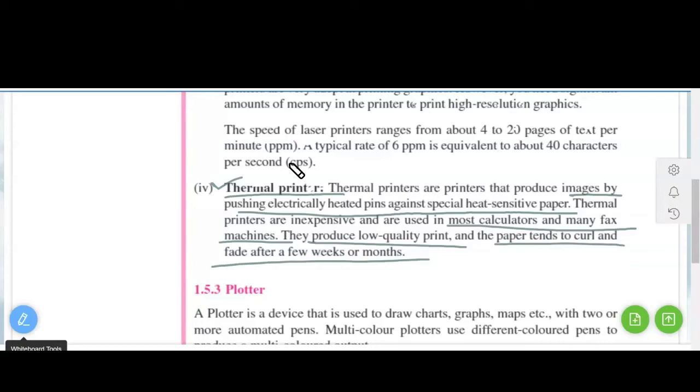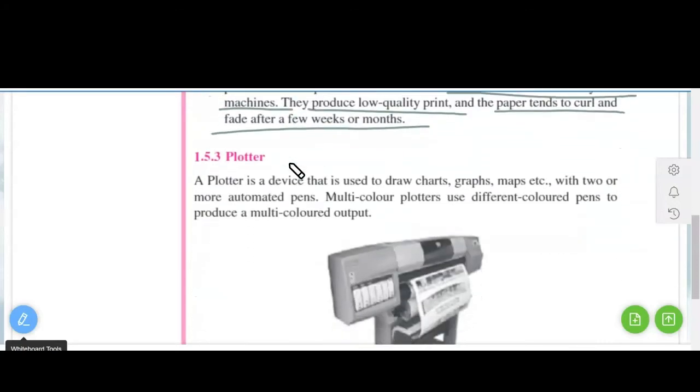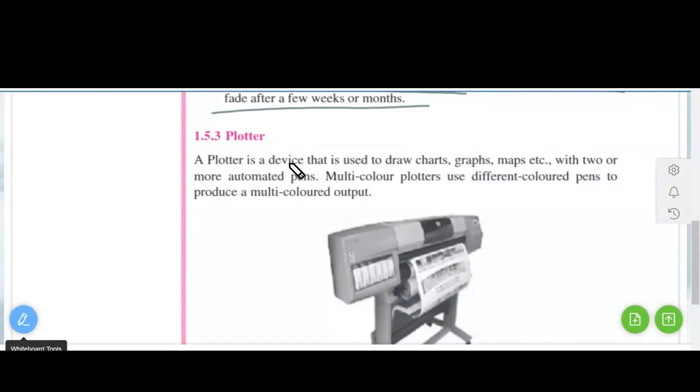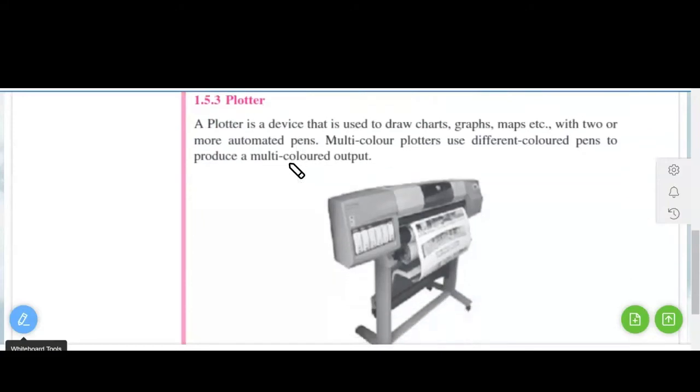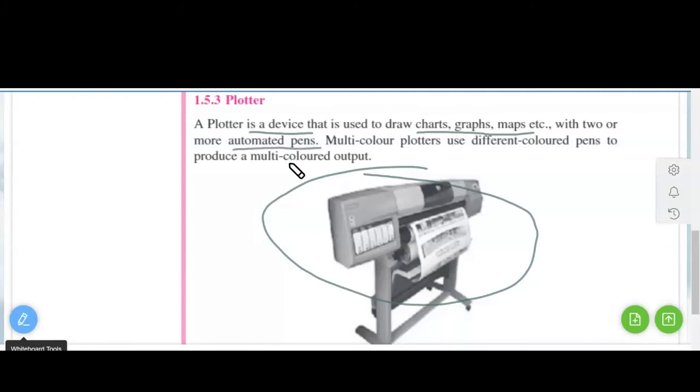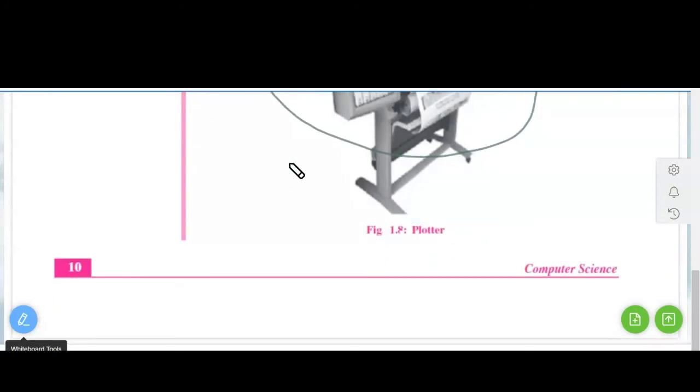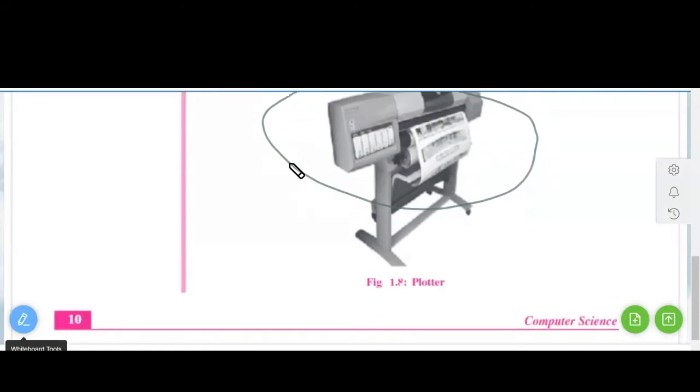So these are the output devices that come under printers and their types. The next one is plotter. What does a plotter do? You can see a machine right here, this machine is known as a plotter. It's again an output device which gives you output in the form of charts, graphs, or maps, with two or more automated pens. Multicolor plotters use different color pens to produce a multicolor output. For big posters and such, you can use a plotter. You can see a piece of paper here in the picture.